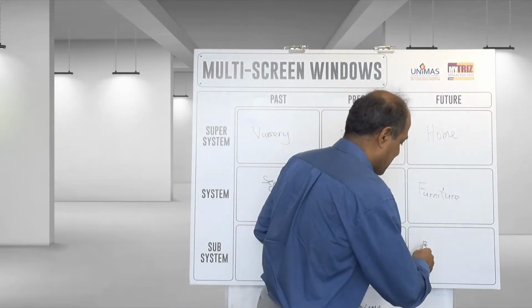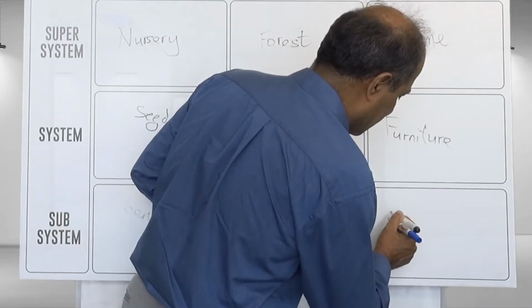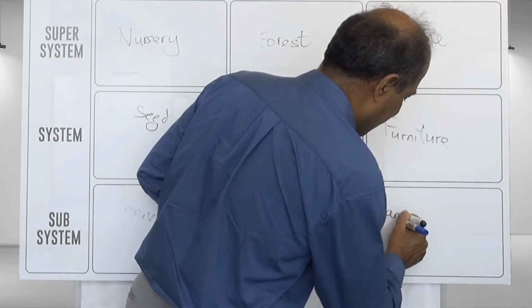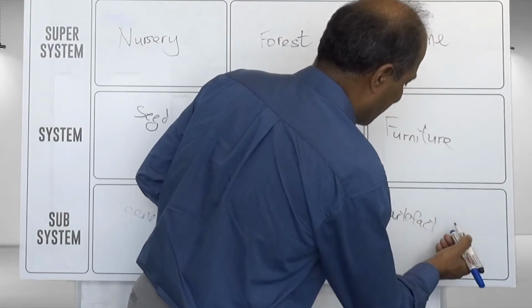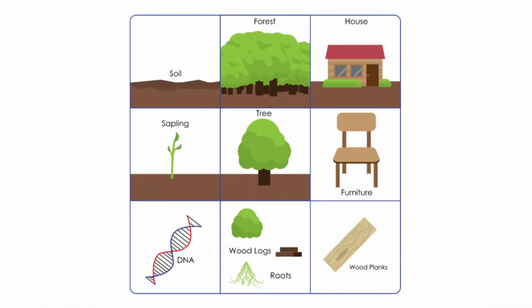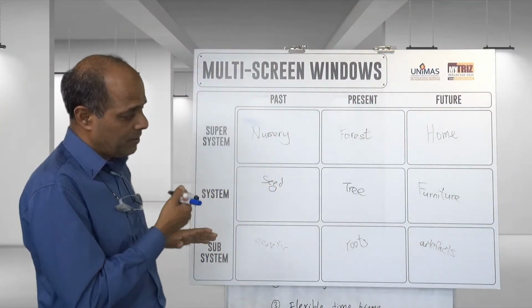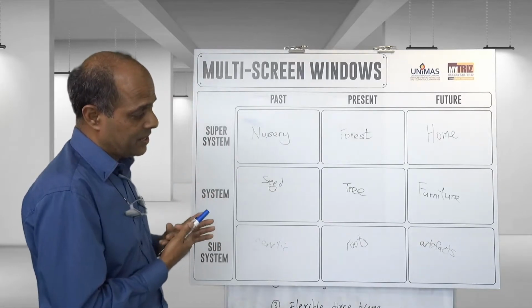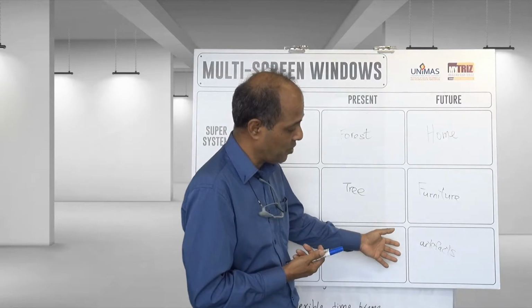So this could be the start of a business where the roots could be turned into artifacts, and these artifacts could be marketed or turned into products, right? So as you can see here, all these aspects of multi-screen thinking are all related, they're all connected to one another.